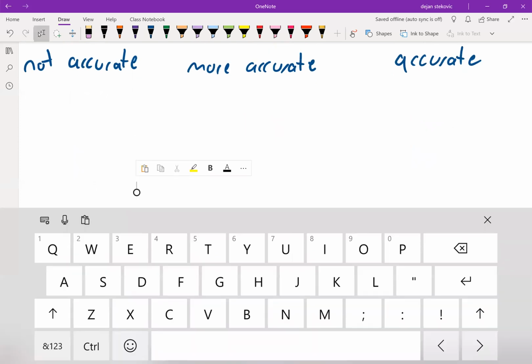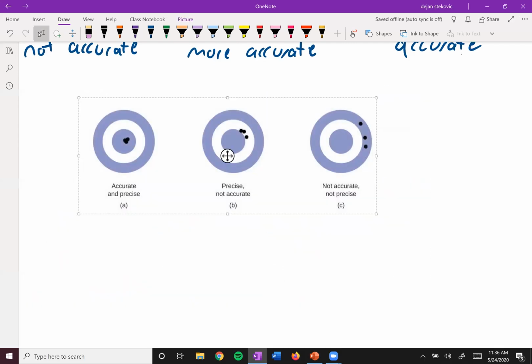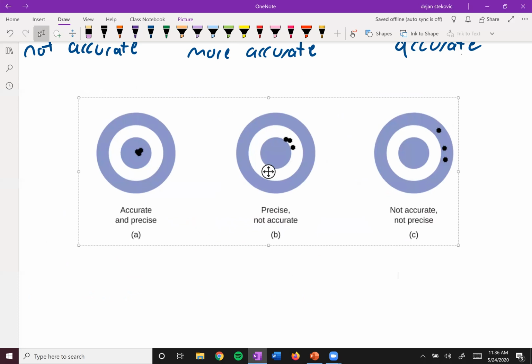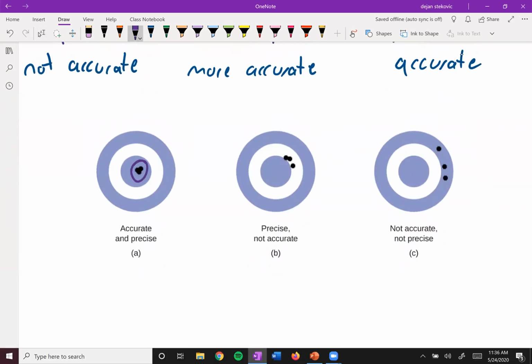Here's just another picture of that. So you can see here they're trying to hit the target. And so in this one, you've got a good grouping and they're right in that kind of bullseye area. So you're both accurate and precise. In this one, right, all of your stuff is kind of grouped together. So it's precise, but it's not close to the center, not close to where it wants to be. So it's not very accurate.